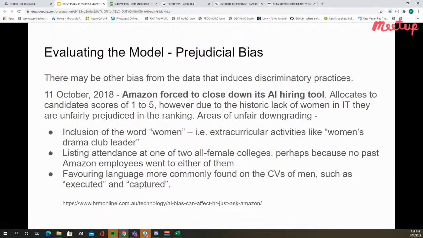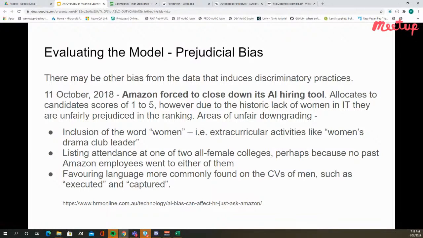So it allocates candidate scores 1 to 5. However, it suffers from biases in the data, particularly because men have dominated IT for so long. There's a historic lack of women in IT. So ways that women use to establish themselves end up being ignored or unfairly prejudiced in the rankings.